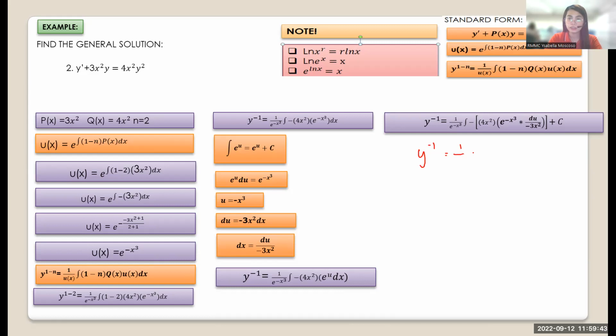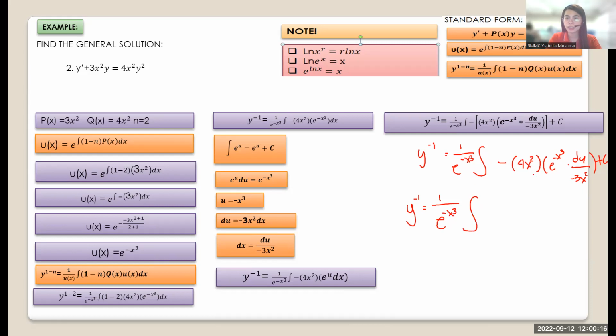You have 1 over e raised to negative x cubed times the antiderivative of negative 4x squared multiplied by e raised to negative x cubed multiplied by your du over negative 3x squared plus c. Ito pala yan dapat. First is, let us try to simplify the equation. So, sulat lang natin yung hindi maaapektuhan, which is this one. Mali yung na-cancel natin kanina. That is x cubed. So, cancel natin.